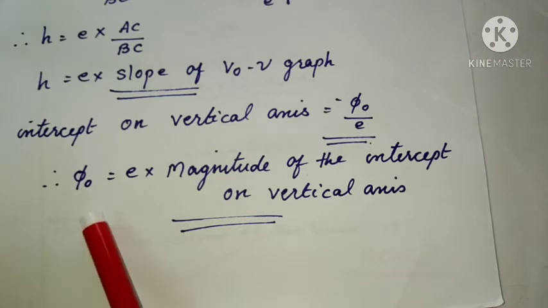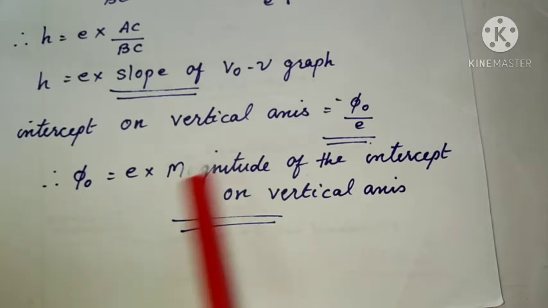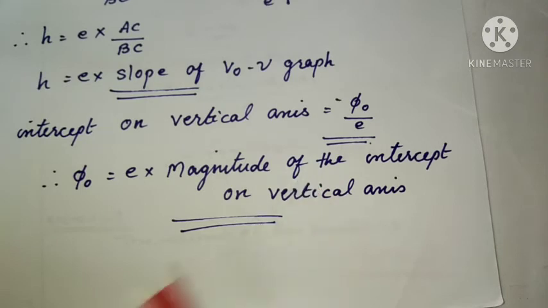By measuring the slope of the V0 nu graph for sodium and using the known value of e, R. A. Millikan determined the values of h and phi 0 for sodium. For this work and for the photoelectric effect he was awarded the Nobel Prize in 1923. Clear?